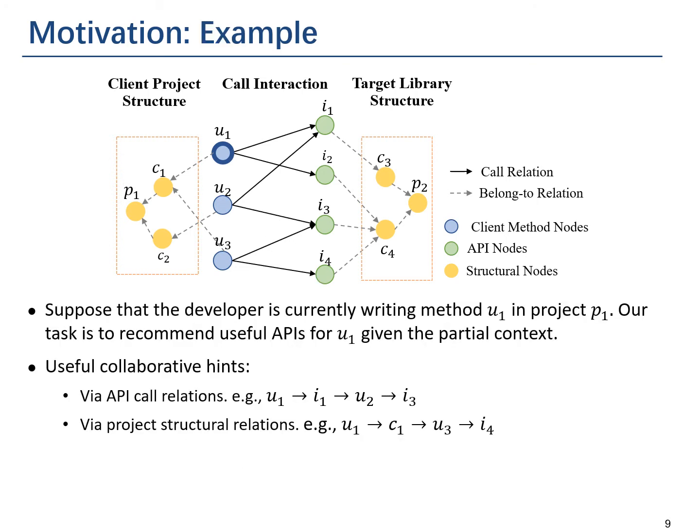Now, let's suppose that a developer is currently writing method U1 in project P1. Our task is to recommend useful APIs for U1 given the partial context. How to use collaborative filtering to do this? Here are some hints. First, we can explore the API call relations such as the path U1, I1, U2, and I3, and find out that I3 is a useful API. Similarly, we can explore the project structure relations such as U1, C1, U3, and I4.